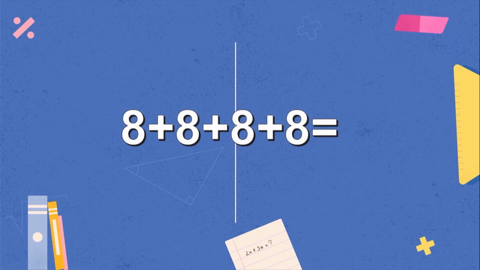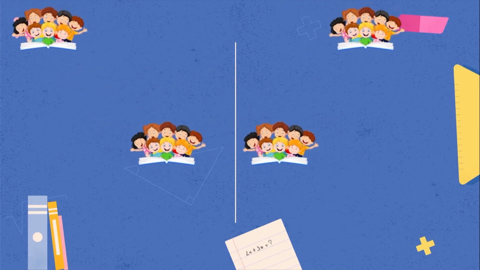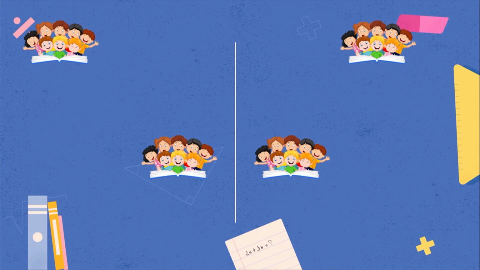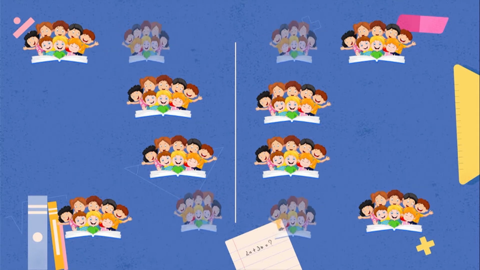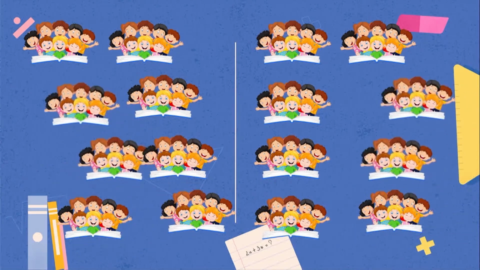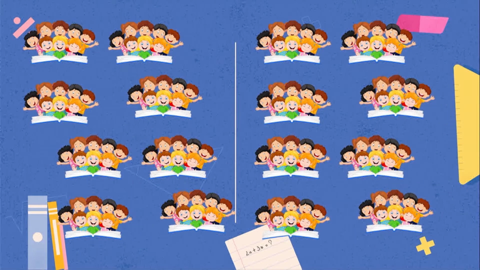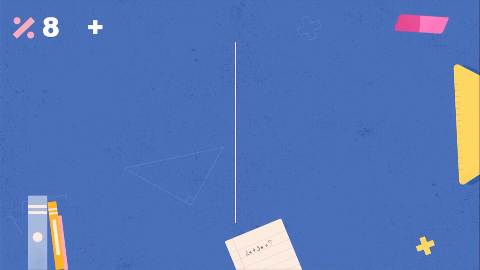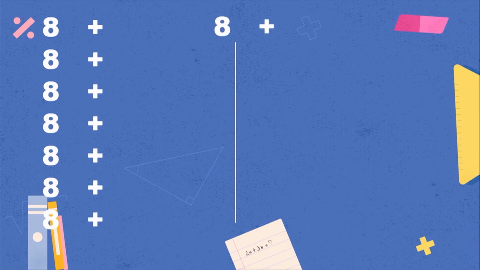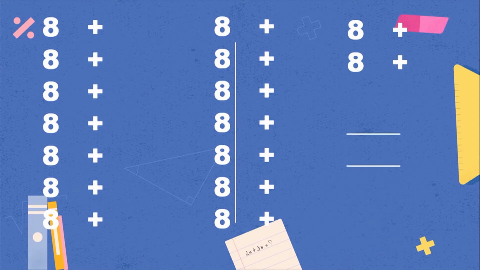But let's look at even another scenario. What if we did not just have 4 groups of 8 children, but we had 8 groups of 8 children? And if we didn't just have 8 groups, but we had 12 or even 16, would you still add to get your answer? Let's see how that would turn out. It would be a situation where we must add 8 plus 8 plus 8 plus 8 plus 8 plus 8 plus 8 plus 8 and so on. Wow.